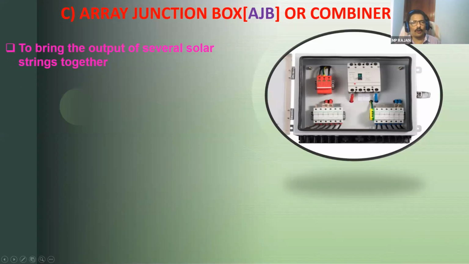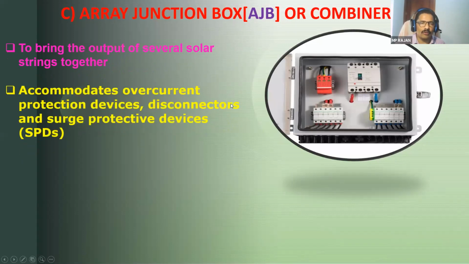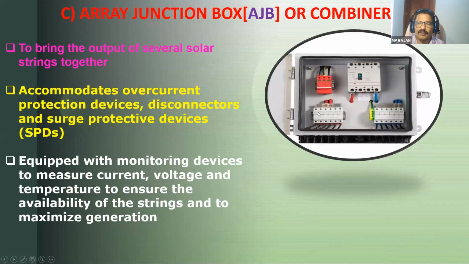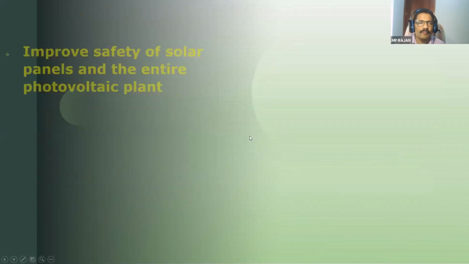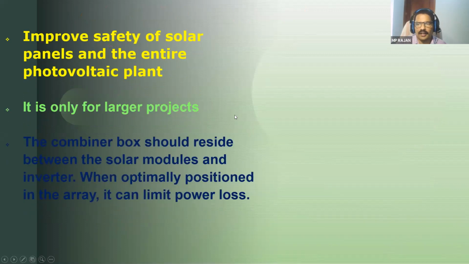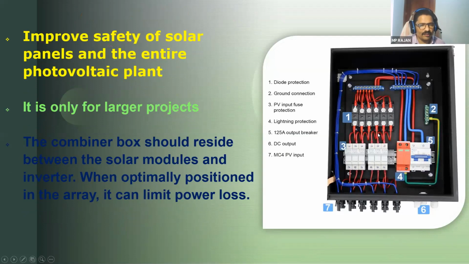So this is bringing the output of all the solar panels together into this one. You can see here, inputs are there, outputs are there, so many protective systems are there. Sometimes in some combiner boxes, a monitoring system is also there. So overcurrent protection, overvoltage protection, anti-surge protection. All this we will discuss later. Okay, so this is called the array junction box. Monitoring device, metering device also will be there. It improves the safety of the solar panel. It will connect and disconnect.